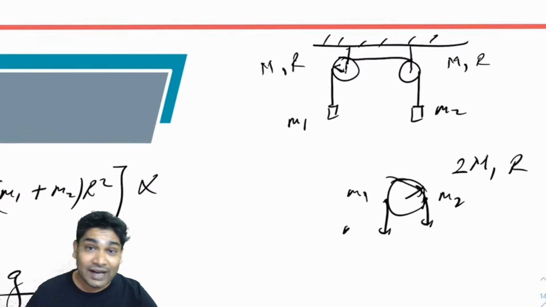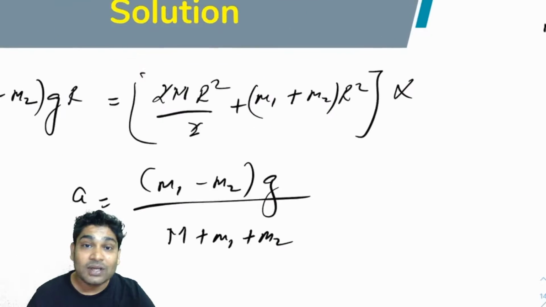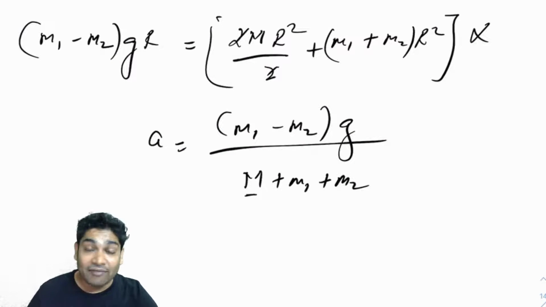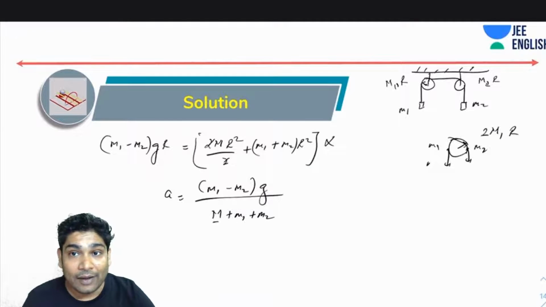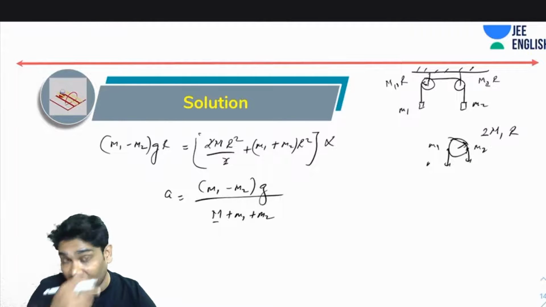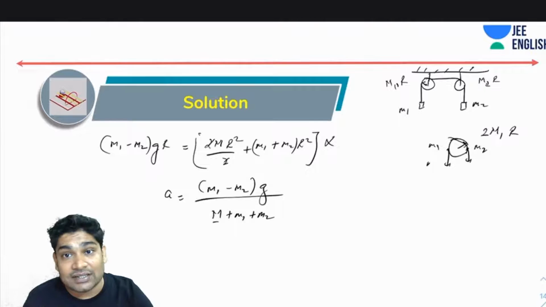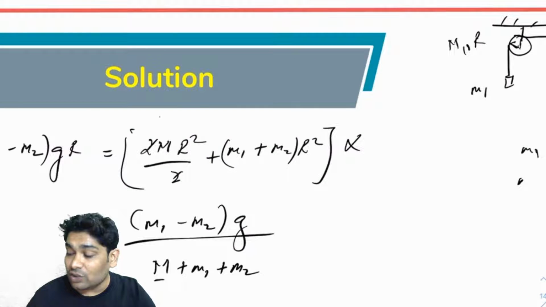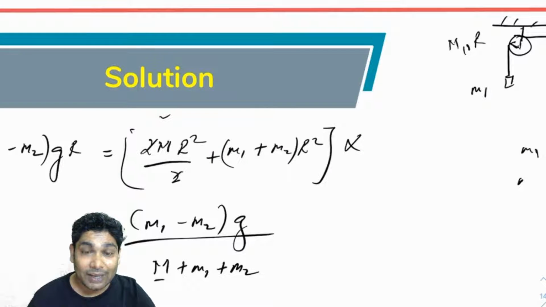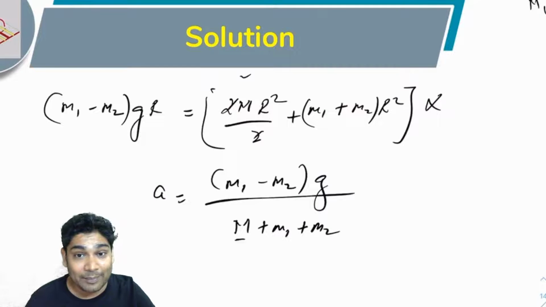Sorry. Now you will realize it doesn't even matter if the masses of the pulleys were different. Even if this was M1 and this was M2, instead of M here, you would have had (M1 plus M2) by 2. I hope you can see that. All that would have changed in your answer is that instead of M, you would have had (M1 plus M2) by 2, because you would have written M1 r square by 2 plus M2 r square by 2.